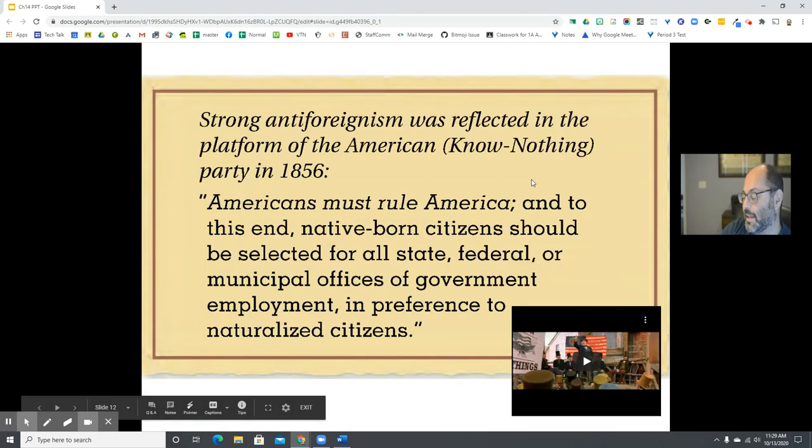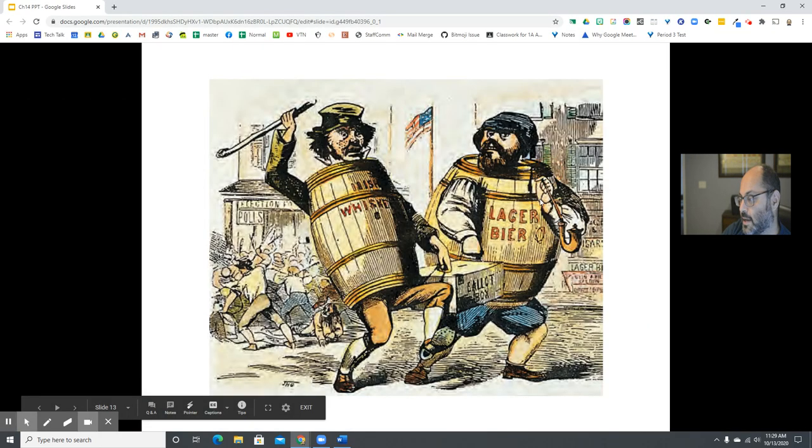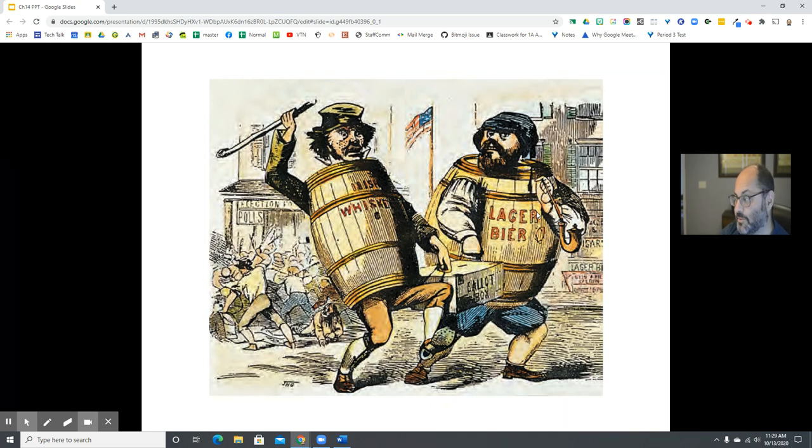So, election fraud, for sure, taking place. There's a lot of dispute about the Irish and the German immigrants' impact on elections. And the Know-Nothing point of view was that they were stealing elections. In particular, they always espouse this belief.